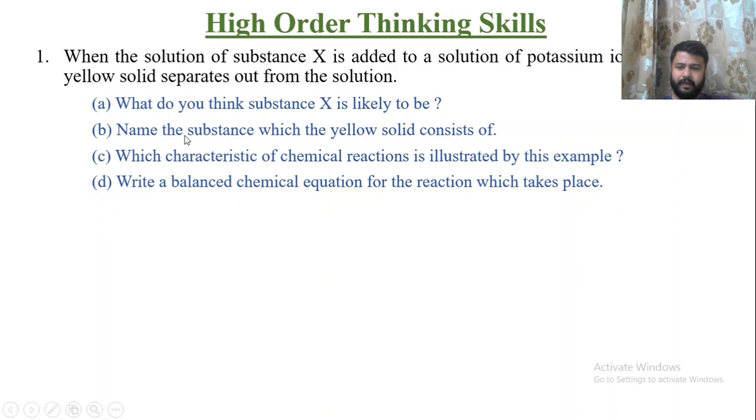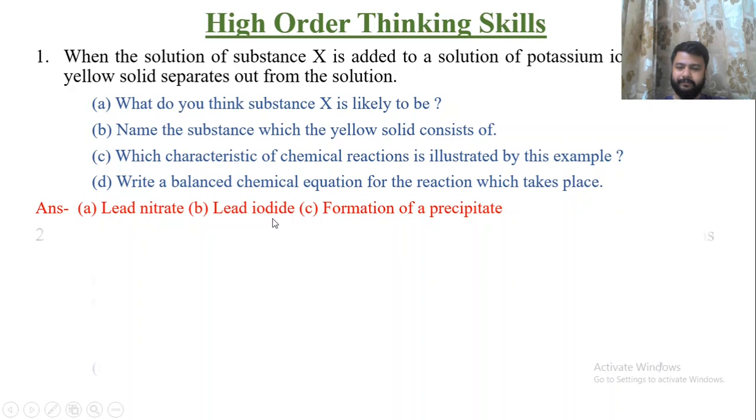Second part, name the substance which the yellow solid consists of. The yellow solid consists of lead iodide, that is PbI2. We have discussed this thing. Which characteristic of chemical reaction is illustrated in this reaction? Change in color and formation of precipitate. Write a balanced chemical equation for the reaction which takes place. You can see the previous slides. So this will be your answer. Lead nitrate, formation of precipitate, lead iodide.